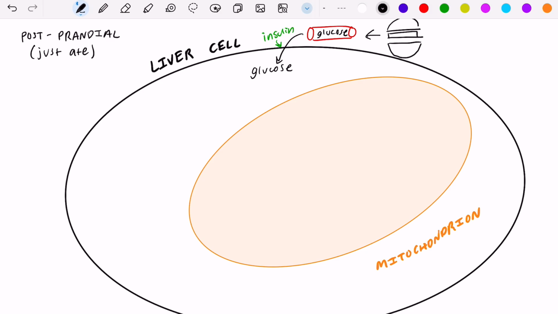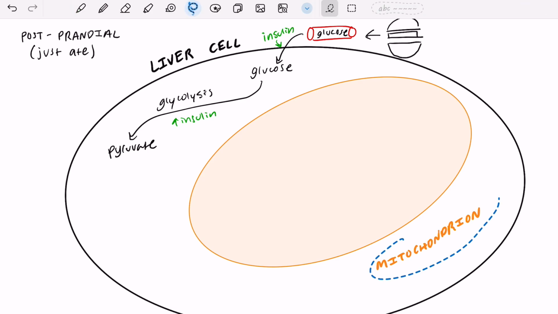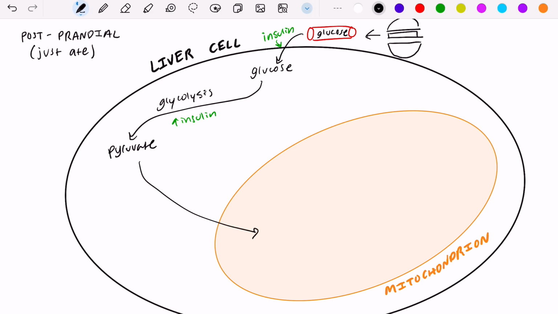Now, what do we often do with glucose when there's an excess of it? We run glycolysis, right? We break down those glucose molecules into pyruvate, okay? And insulin is also going to increase this process, glycolysis, right? Let me move over our mitochondria so we have a little bit more room here. Okay. So now that we have pyruvate, we can shuttle this into the mitochondria.